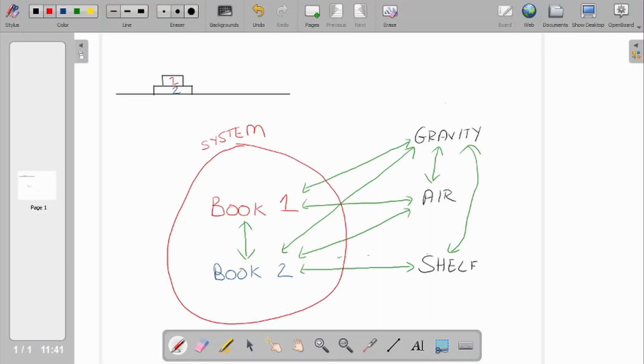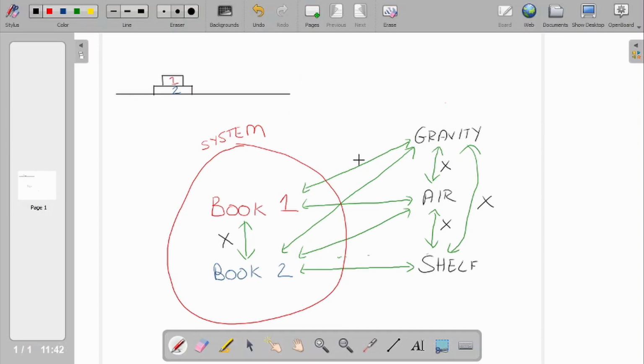So if you went through and did this, you'd get that the system is book one and book two, and as we circle it, we find that this force right here between book one and book two is largely irrelevant for our system, as is this force between air and gravity, and air and gravity and the shelf, and even this force that I forgot to draw in between air and the shelf. Those aren't relevant to our system.